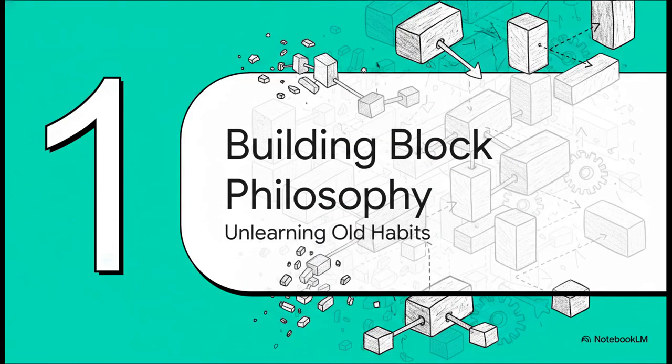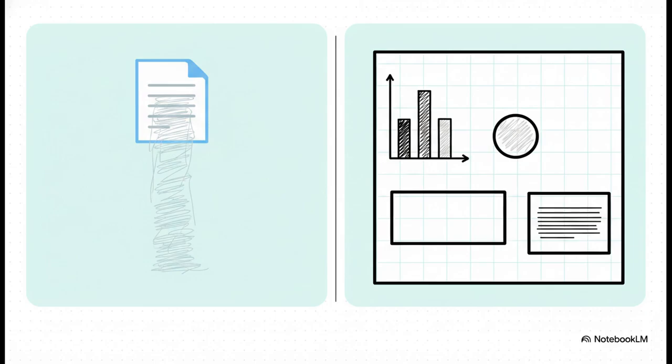The very first concept we need to wrap our heads around is what I like to call the building block philosophy. This is where we kind of have to unlearn some of our old habits, especially if you're used to thinking about things like a standard document. And this here is the big difference. Over on the left, you've got your typical word processor. It's just a long stream of text, one line after another. But on the right, that's the world of a report designer.